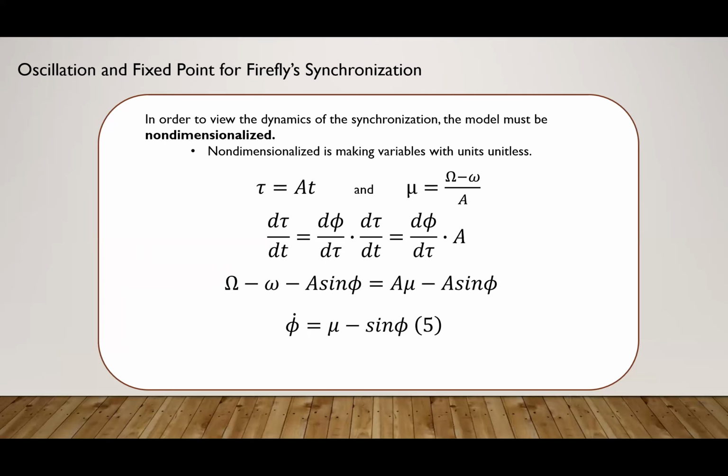In doing so, and using the equation that was introduced before, we get capital omega minus lowercase omega minus a times sine of phi equals a times mu minus a times sine of phi, where mu is actually the measure of the frequency difference between the two systems relative to the resetting strength of a. At the end, we get mu minus sine of phi as shown in equation 5, and this will be used as we move on with the analysis.